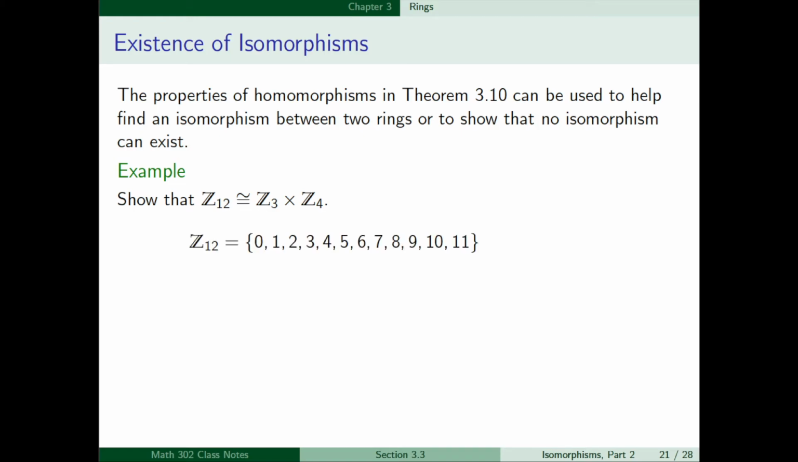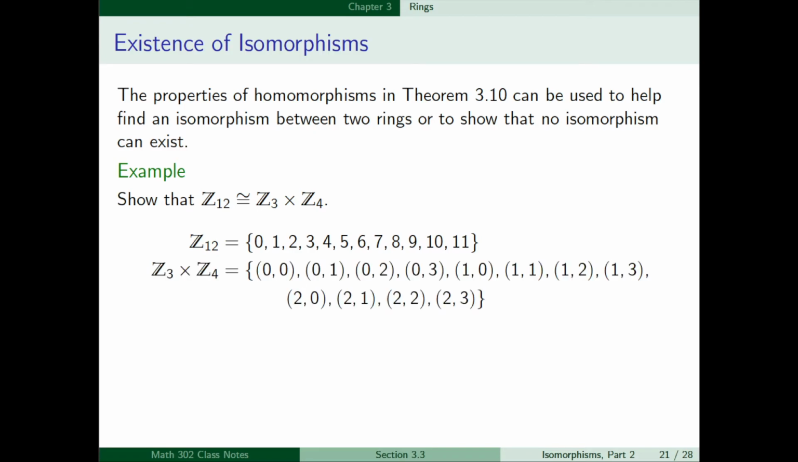So Z12 is the set of integers, or the ring of integers, mod 12. And Z3 cross Z4, this is the Cartesian product of Z3 with Z4. So this is ordered pairs where the first element of the pair is from Z3 and the second element of the pair is from Z4. And we do our addition and multiplication component-wise within the respective rings.